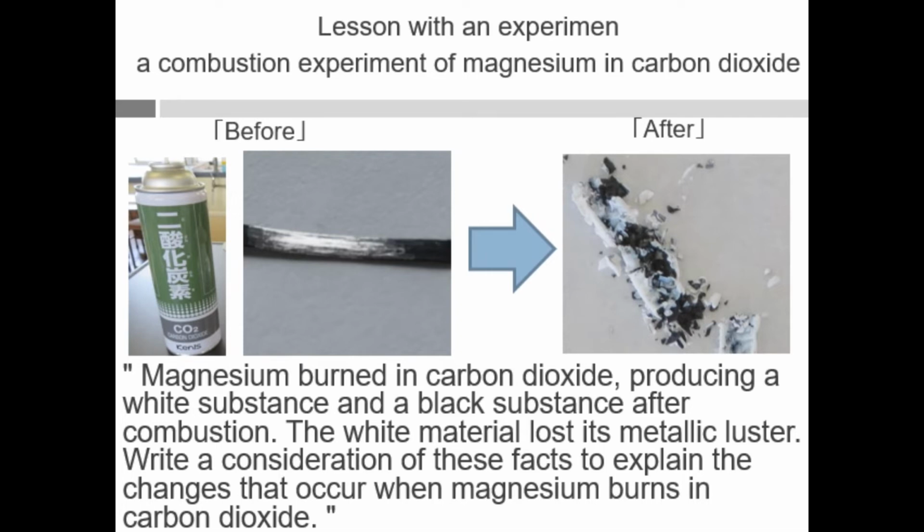An example of an appropriate consideration description was: after combustion, a white substance and a black substance were produced, and the white substance lost its metallic luster. This suggests that when magnesium was burned in carbon dioxide, it was transformed into magnesium oxide and carbon. The reason for this is that magnesium took oxygen atoms of carbon dioxide and oxidized it, and carbon dioxide was deprived of oxygen atoms from magnesium and was reduced.